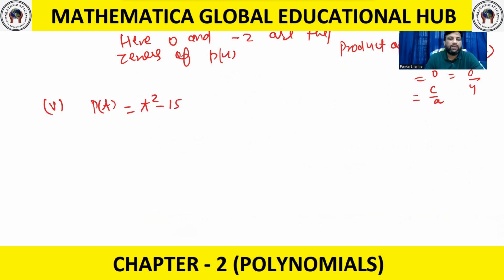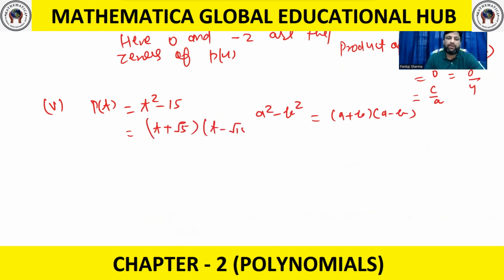So we can apply the formula a square minus b square. In that way we can factorize. So a plus b, a minus b. Everybody knows, we have learned in lower grades also. So it will become t plus root 15 and t minus root 15. How? Because this t square and this 15 we can write as root 15 whole square. Now we can write t plus root 15 using the above formula, and t minus root 15.